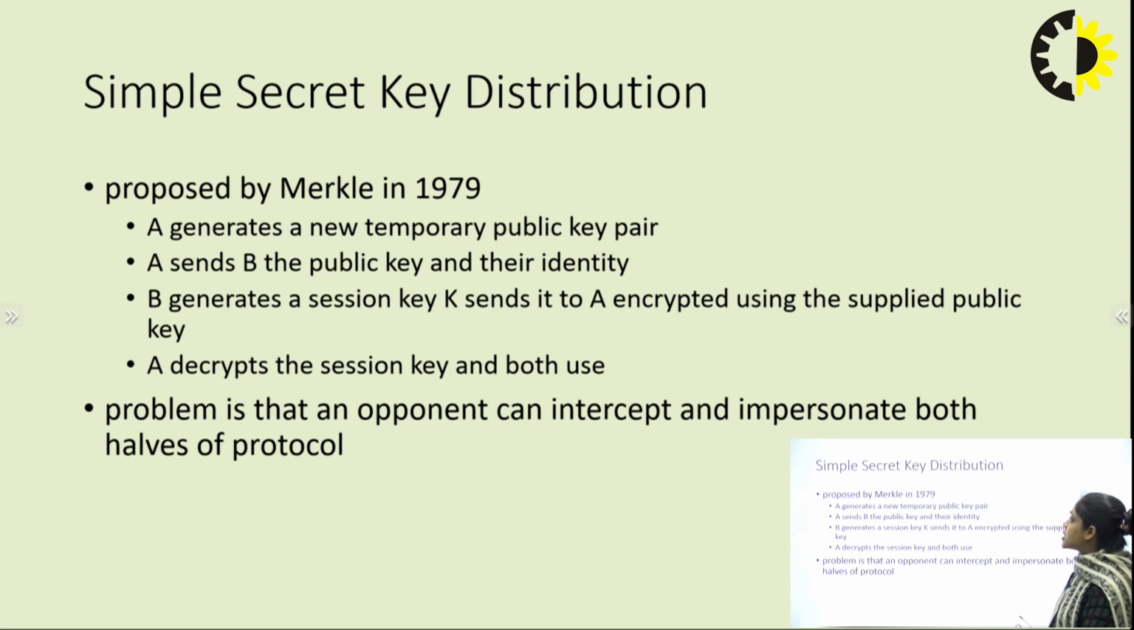So simple secret key distribution was proposed in 1979 by Merkle. A generates a new temporary public key pair. A sends B the public key and then their identity. B generates a session key K and sends it to A, encrypted using the supplied public key. A decrypts the session key and both use it.